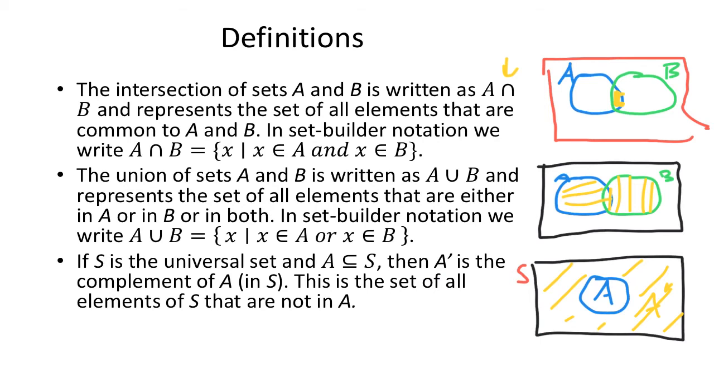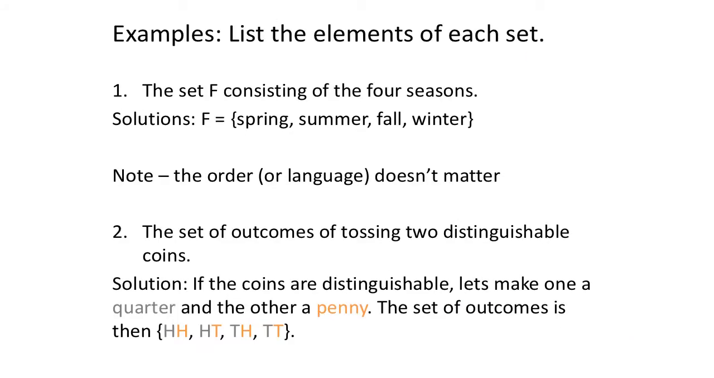Alright, Venn diagrams. So let's list some elements of each set. Number 1, the set F consisting of the 4 seasons. F will be the set, so squiggly brackets, spring, summer, fall, and winter. The order that you put your seasons does not matter. The language that you use does not matter. There's 4 seasons. Put them in there, you're good to go.